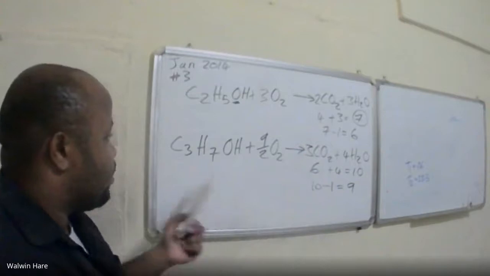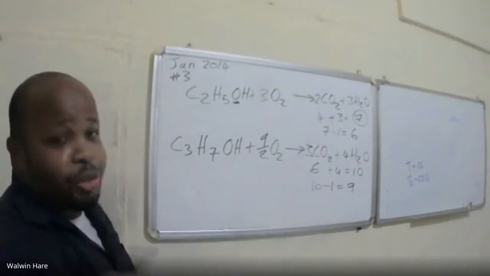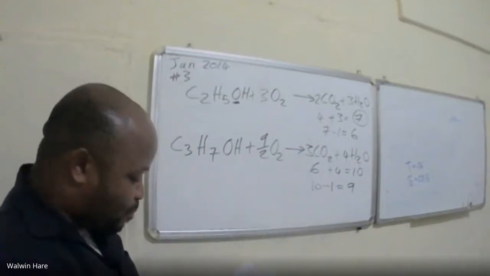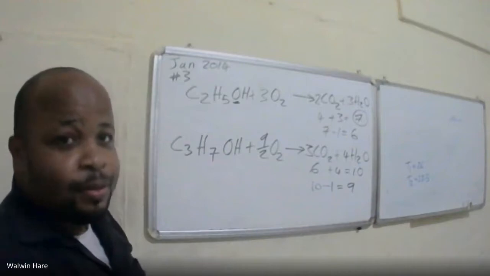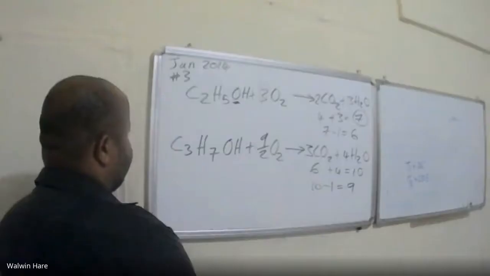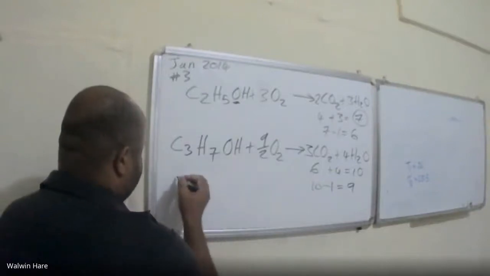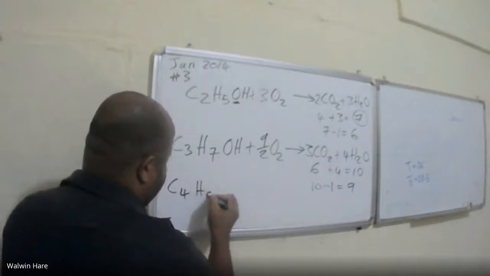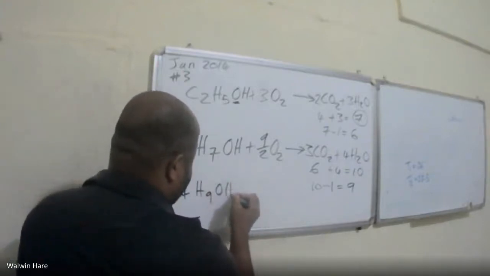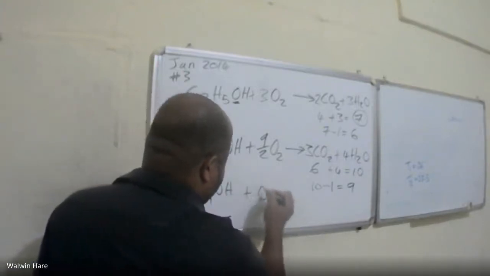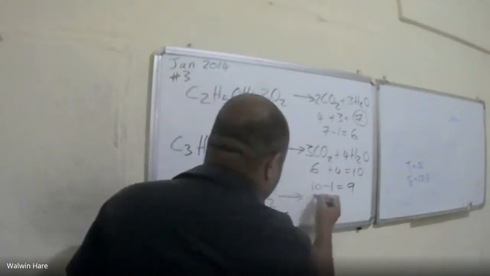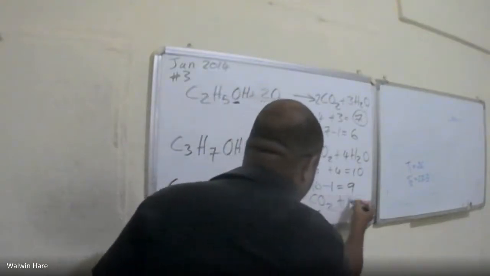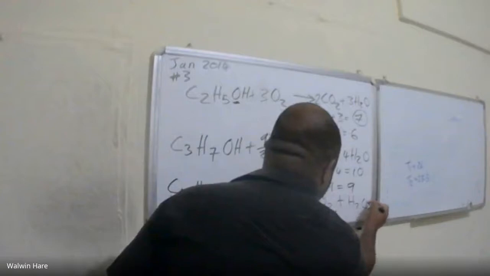So, all right, those are the 2 examples. You want to try one for yourself or we'll move on? Try one. All right. So it's alcohol. So let's go to C4 now. C4H9OH plus O2, and I get carbon dioxide and water.